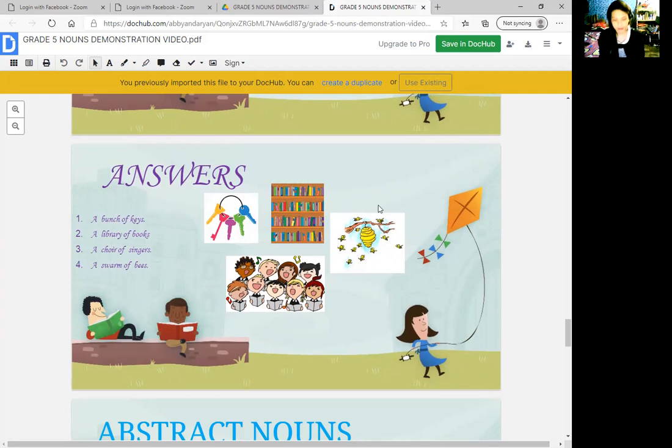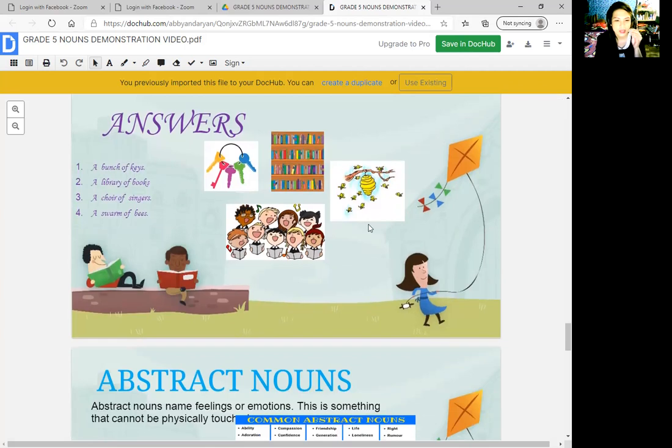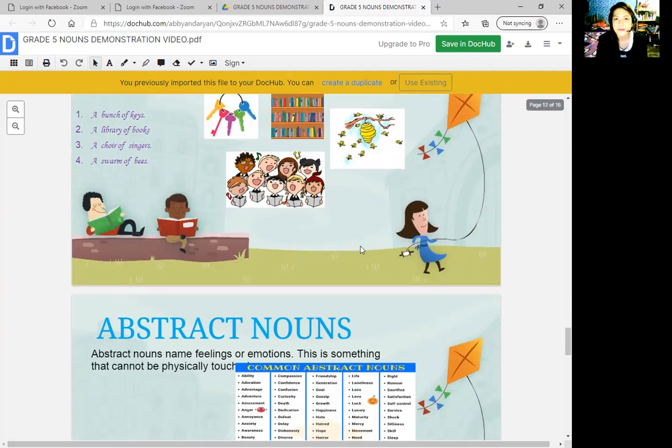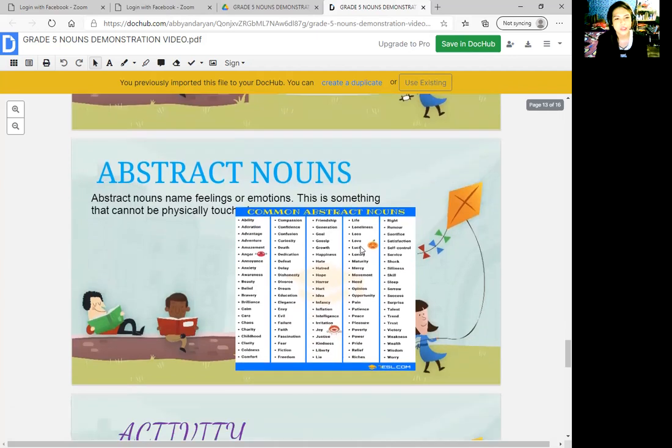Okay, so now we're gonna proceed with our next topic, which is abstract nouns. All right, so let's talk about abstract nouns. What are abstract nouns? Abstract nouns mean feelings or emotions. This is something that cannot be physically touched. That's why it's called abstract nouns. So, we have here different kinds of examples of abstract nouns. There are a lot of them.